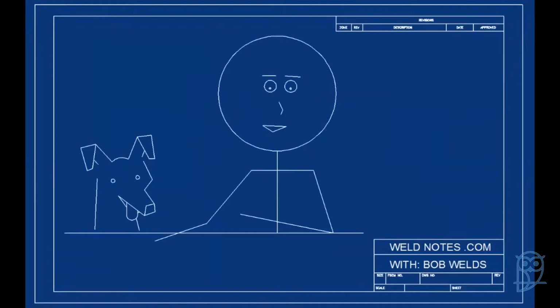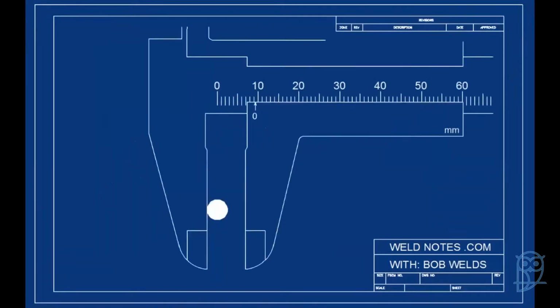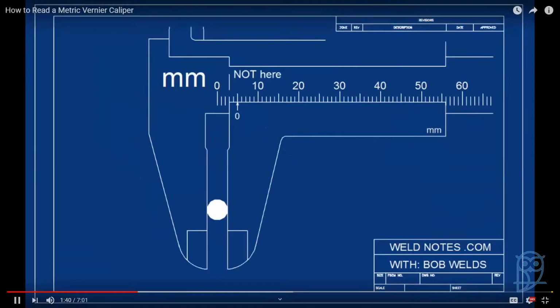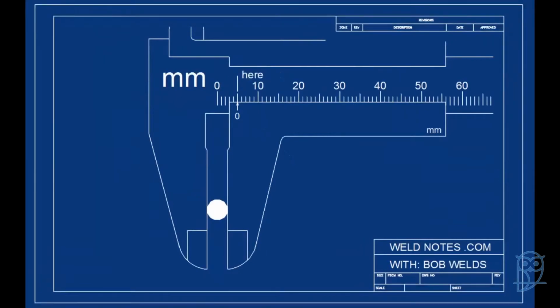Let's read the main scale first. It's super easy. I'll close the calipers on this workpiece and we'll see what the main scale says. These marks represent whole millimeters. So the reading is 1, 2, 3, 4, 5 millimeters. Just be sure to look at the 0 mark and not at this part. That's a common mistake, and it'll give you the wrong reading. So the reading is 5 millimeters.